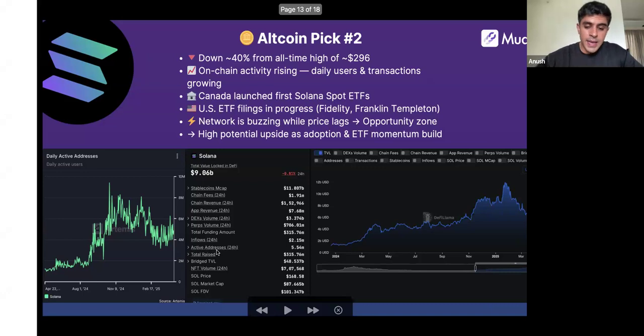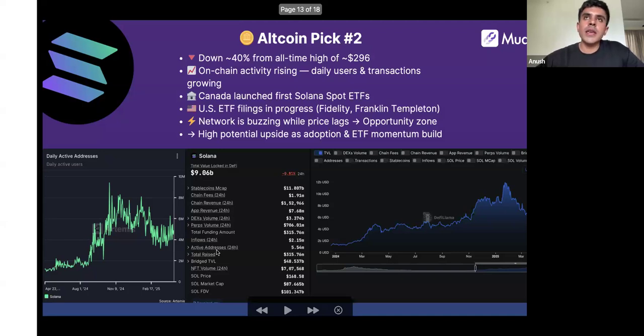And yeah, while the price has come down, the on-chain activity hasn't slowed at all. In fact, it's been growing. We're seeing daily active addresses go up and transactions on the network keep climbing. So this is a clear indication that it isn't hype or speculation. People are actually using Solana, whether it's for DeFi, NFTs, payments, the network is still growing.